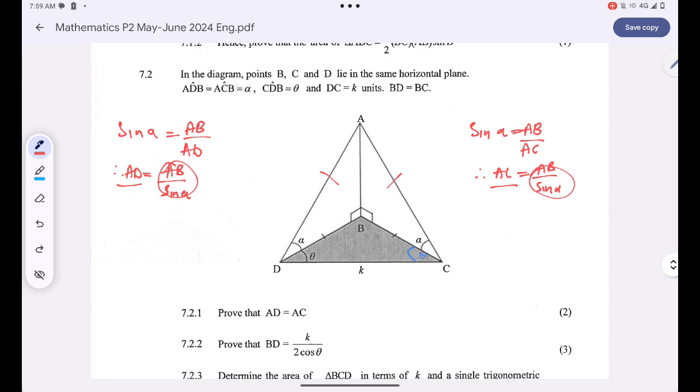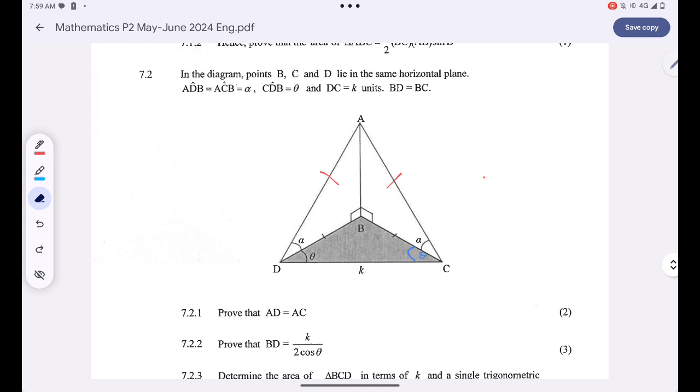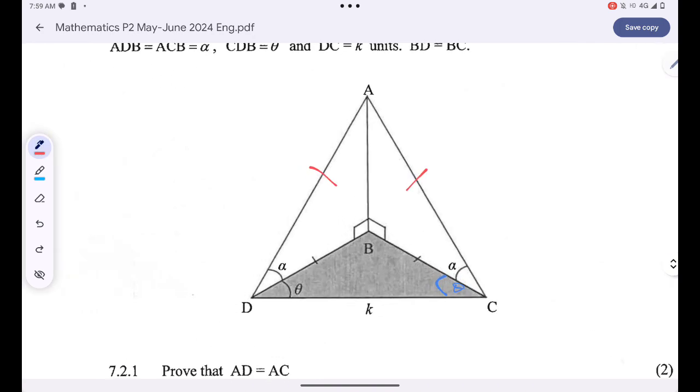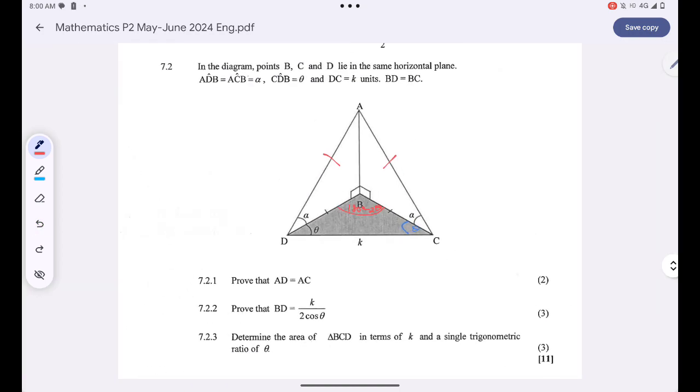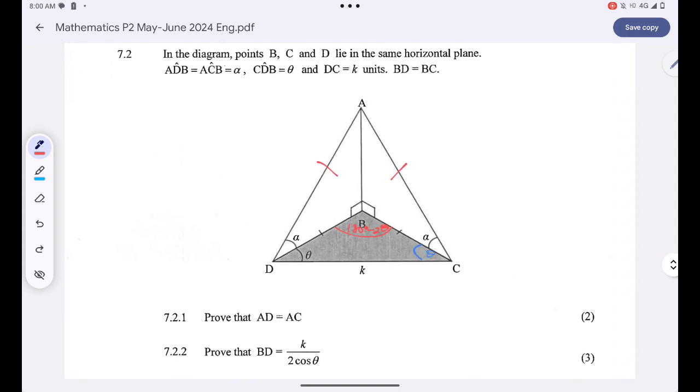We are spoiled over here, guys, because we have too much information. We can use any rule. We can either use the area rule or the sine rule or the cosine rule. Okay, we cannot use the area rule, but we can use the cosine rule as well as the sine rule. Which one do you want to go for? Let's go for the cosine rule.